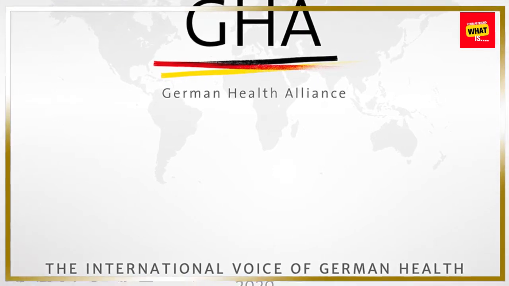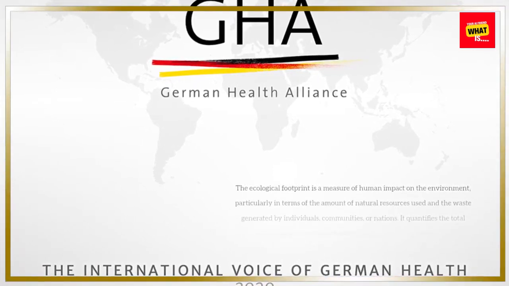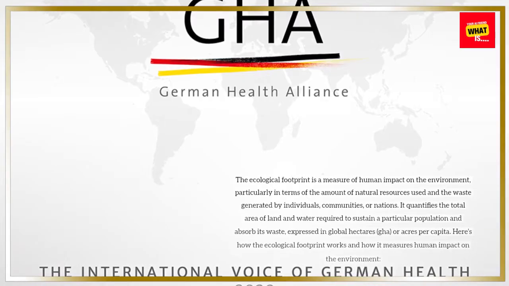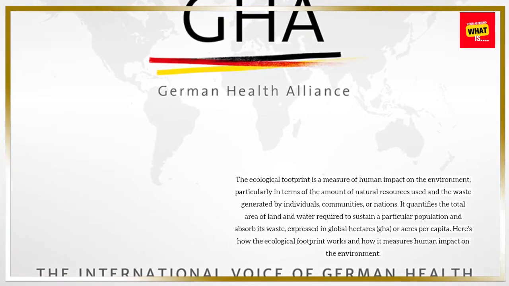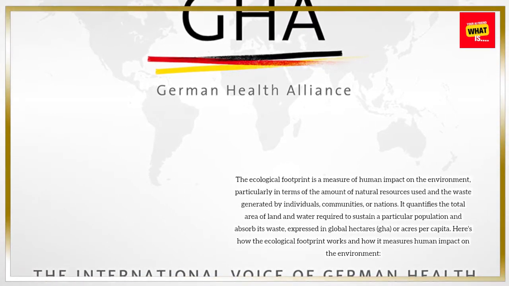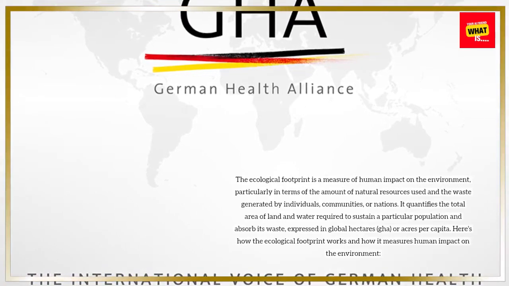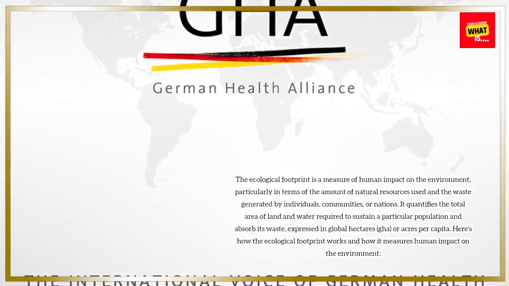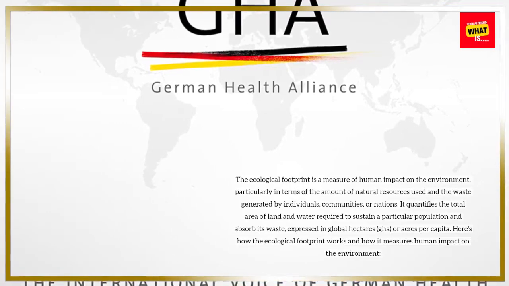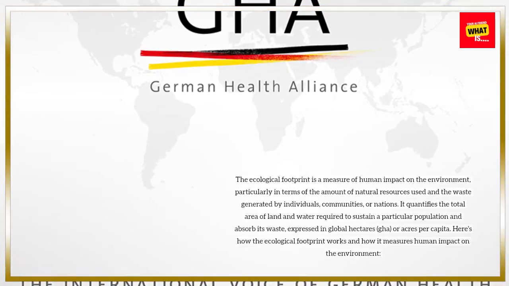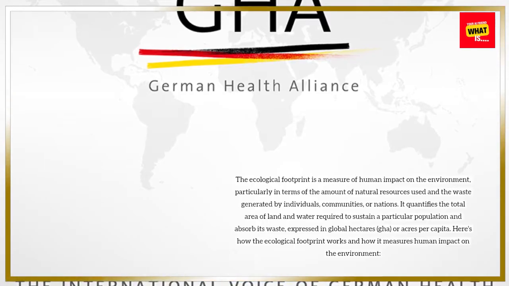The ecological footprint is a measure of human impact on the environment, particularly in terms of the amount of natural resources used and the waste generated by individuals, communities, or nations. It quantifies the total area of land and water required to sustain a particular population and absorb its waste, expressed in global hectares, GHA, or acres per capita.